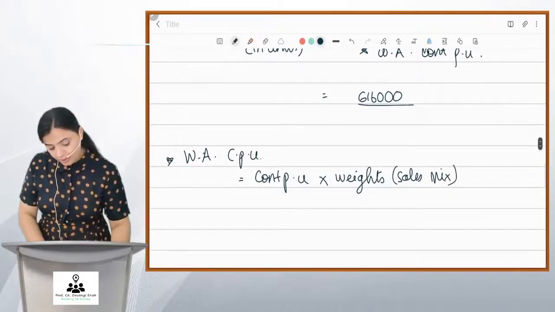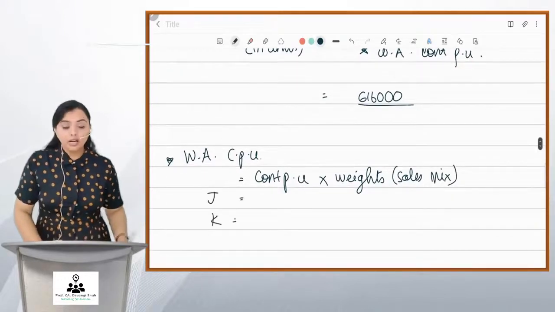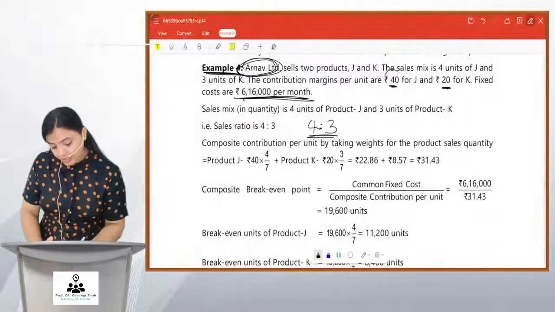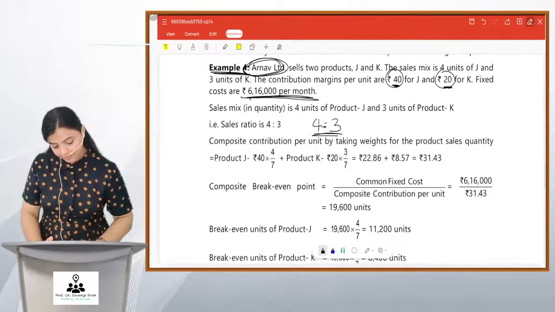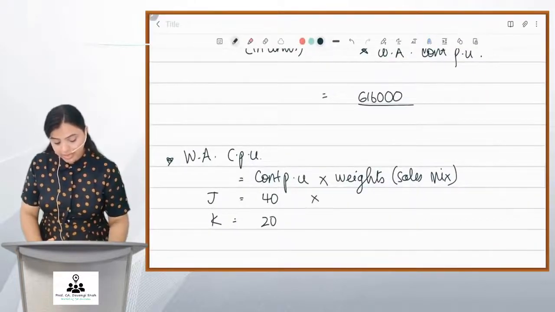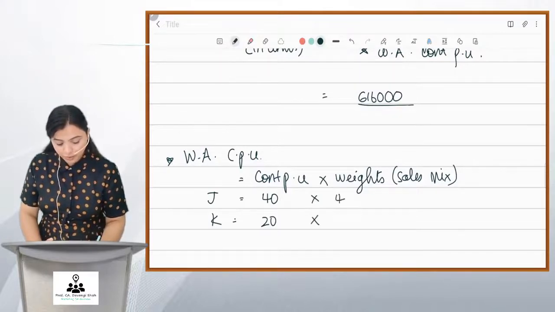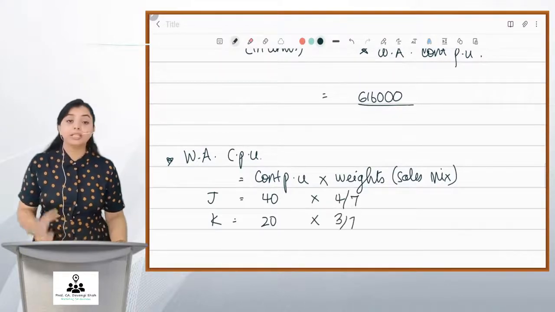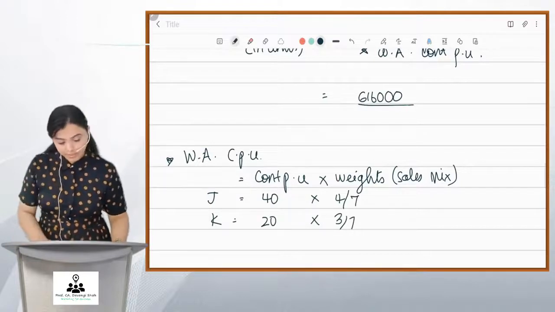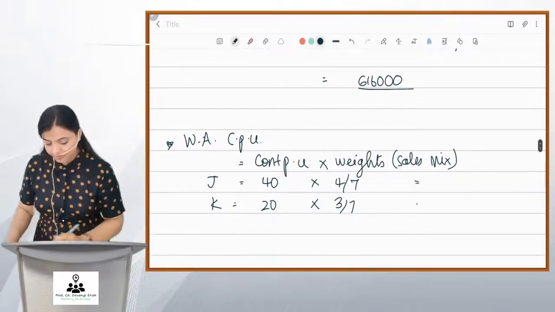So, we have 2 products, J and K. Contribution is how much? It is given as 40 and 20. So, 40 per unit, 20 per unit. And the sales ratio is 4:3, correct? So, it is 4:7 and 3:7. These are the weights of the product. The sales ratio will be the weights. Remember this. So, now what do you get?